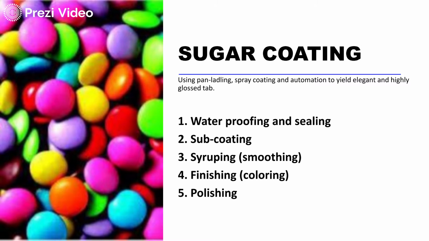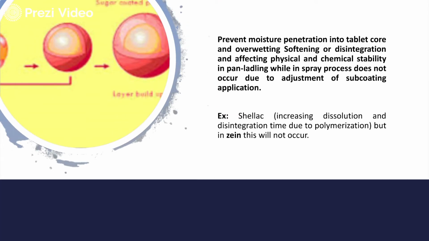So once you apply color without the subcoating technique, it will not be that elegant. To have that shiny and elegant feel, you need to have subcoating. Then syruping gives smoothness, so that you get a very smooth surface. Then comes the coloring phase, followed by the last stage, the polishing stage, whereby you get a very beautiful coating.